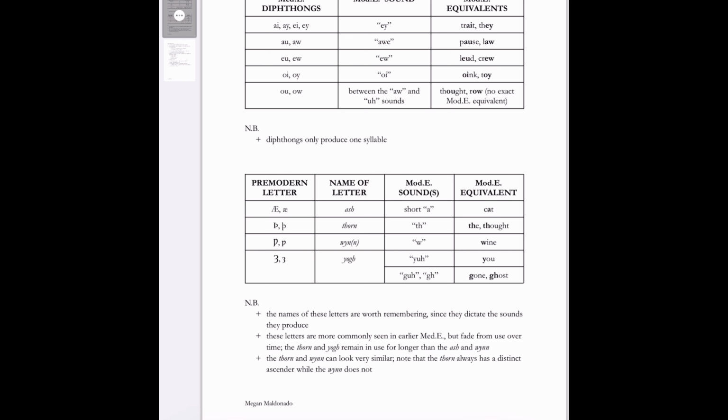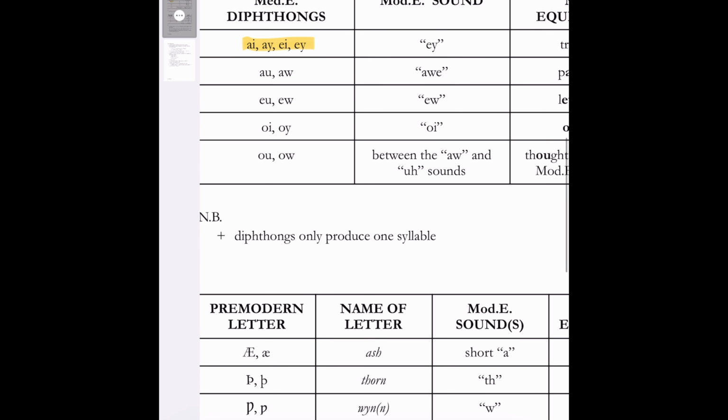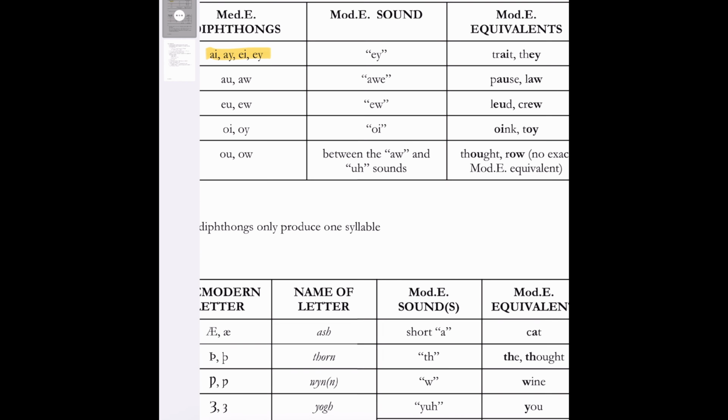Okay, everyone's favorite chart. Once again, we have a column for Middle English, this time for the diphthongs. We have the Modern English sound chart equivalent in lieu of IPA, and we have the column for Modern English equivalents, where we hear these diphthongs in Modern English today. Starting at the start, let's look at this first one here. AI, AY, EI, and EY. I'm of course naming the letters as we hear them in modern English. They together make the sound A.